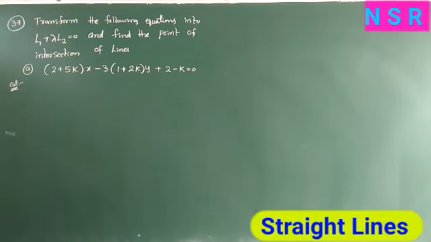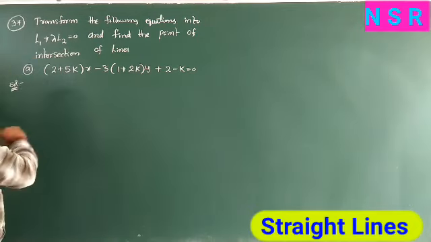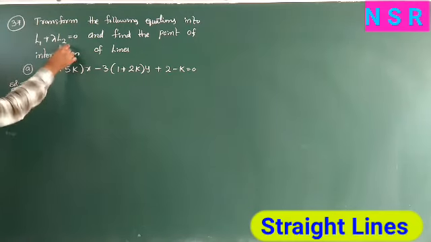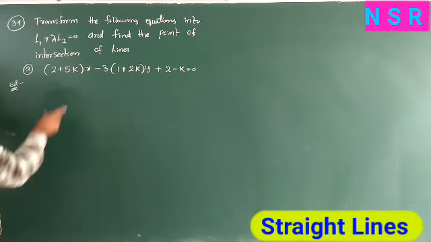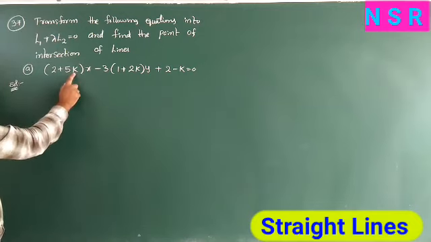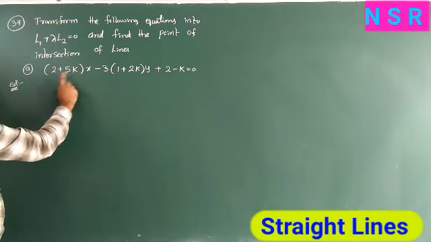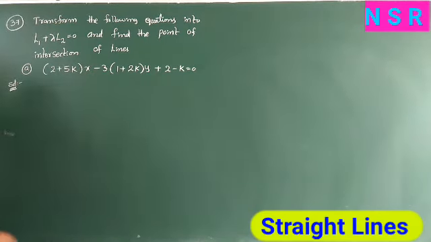So next, question number 37. Transform the following equations into L1 plus lambda L2 equal to 0 and find the point of intersection of lines. So here L1 is a line and L2 is a line, lambda is constant. So in our question also we have a constant, that is k is a parameter here. So first, this equation transforms to L1 plus lambda L2 equal to 0. So we get L1 L2 value, find the point of intersection of those lines.